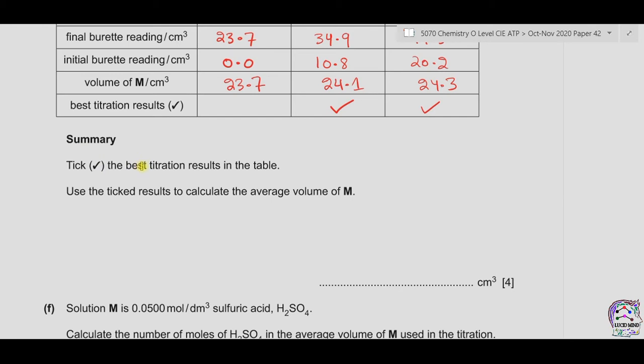Summary: take the best titration results in the table. We have already done that. Use the ticked results to calculate the average volume of M. As we have two values, one is 24.1, second is 24.3. So divided by 2, the average comes equal to 24.2 centimeter cube.